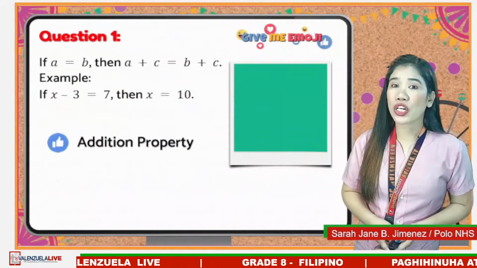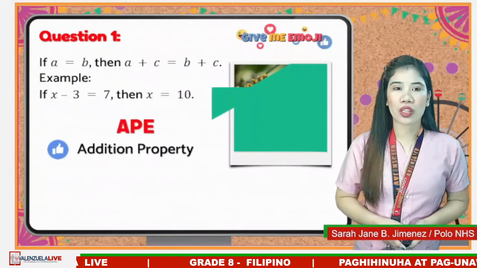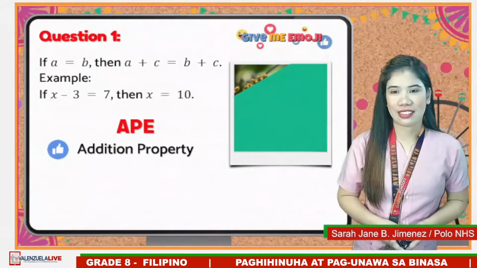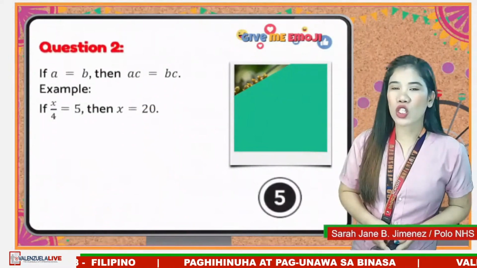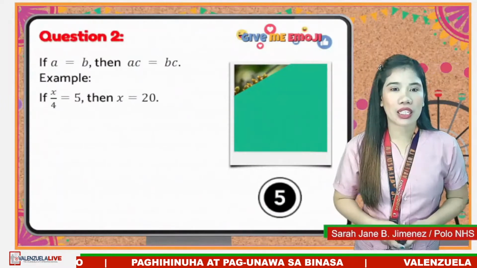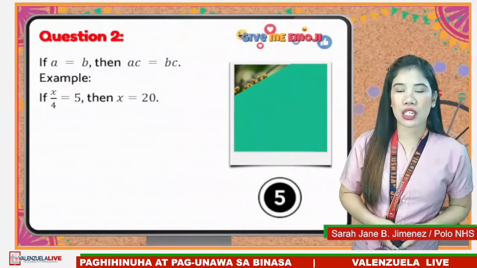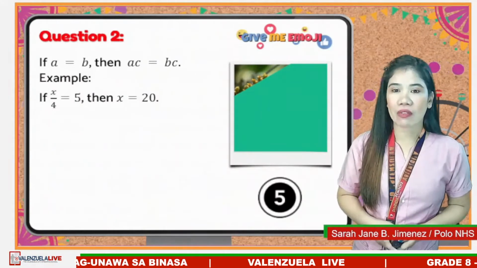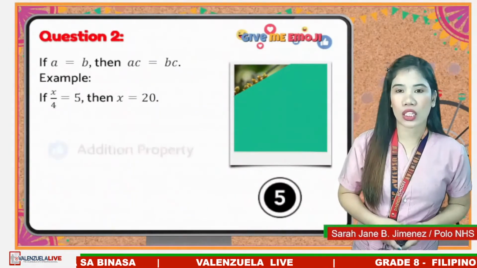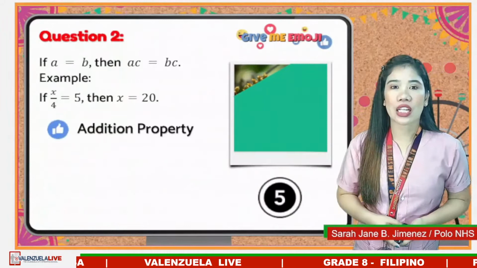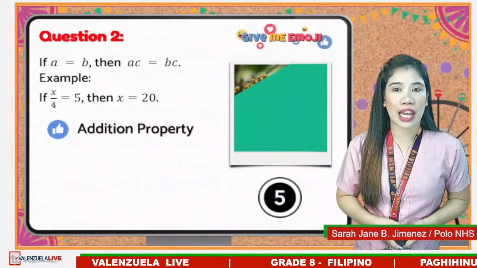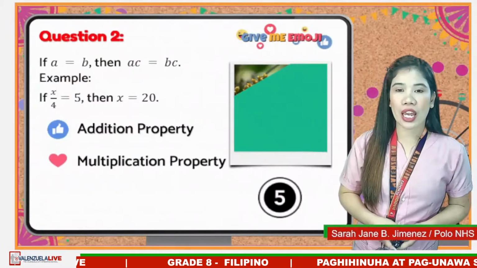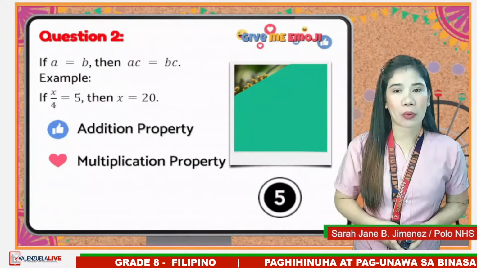If you answered like for addition property or APE, then you are correct. For the second question, if A is equal to B, then AC is equal to BC. For example, if x over 4 is 5, then x is equal to 20. If your answer is addition property, comment the like emoji, heart for multiplication property, and haha for symmetric property.